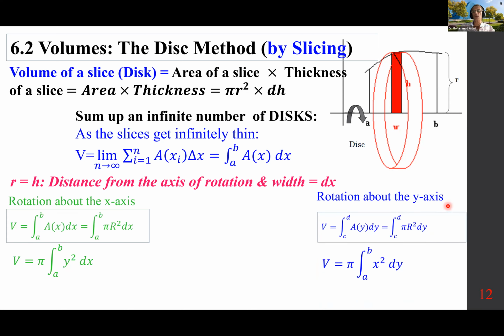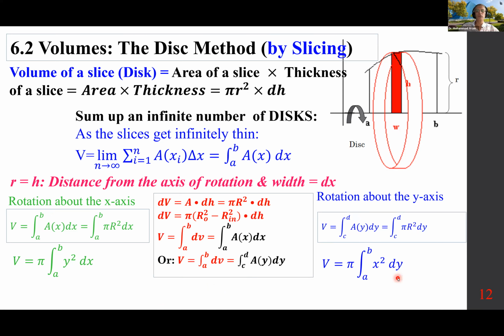Now, for rotation about the y-axis, we are going to write the integral from c to d of A of y dy, the integral of pi r squared dy, where in this case the r would be x. We don't want to use the same a and b, although we can.